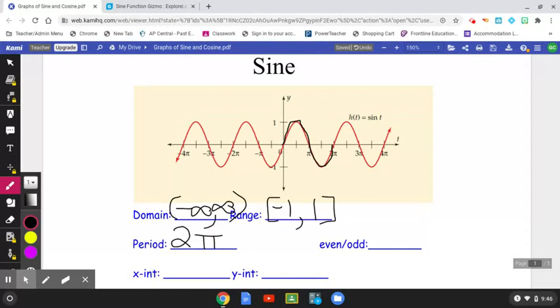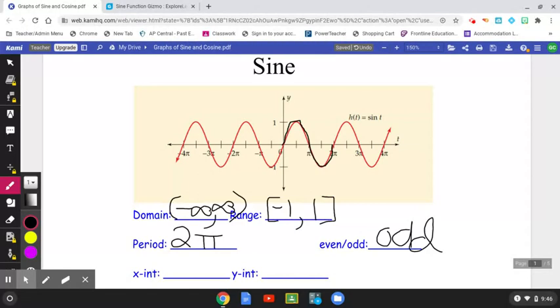Is the graph of this function even or odd, or is this an even or odd function based on its graph? And remember, that has to do with the symmetry of the graph. Graphs of even functions are symmetric with respect to the y-axis. Graphs of odd functions are symmetric with respect to the origin. Sine is actually an odd function because if we rotate the graph 180 degrees around the origin, we get the same graph.